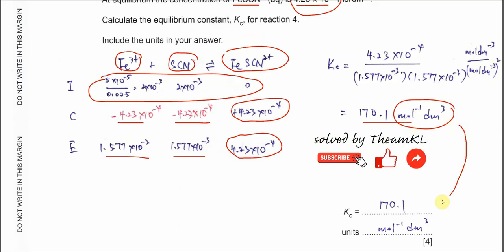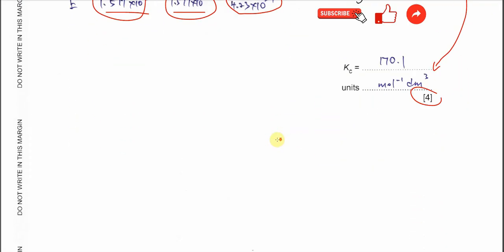So the unit is always 1 mark here, right? If you are able to get all these concentrations, substitute into the Kc and get the correct units, you can get 4 marks. Okay, this is how to calculate the Kc for this reaction.